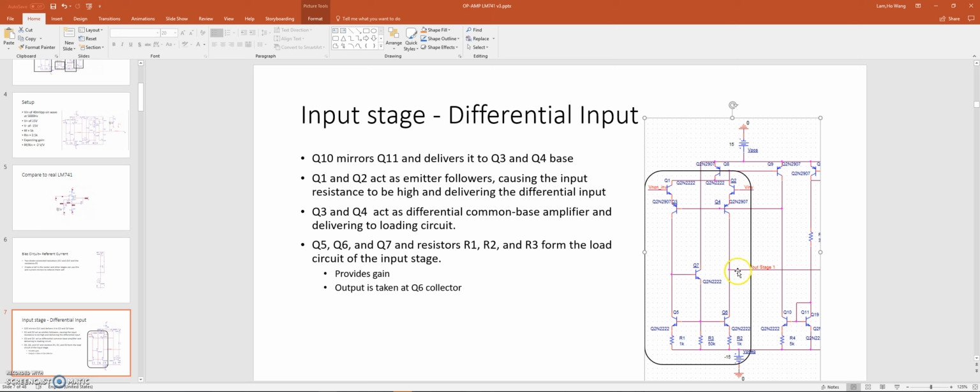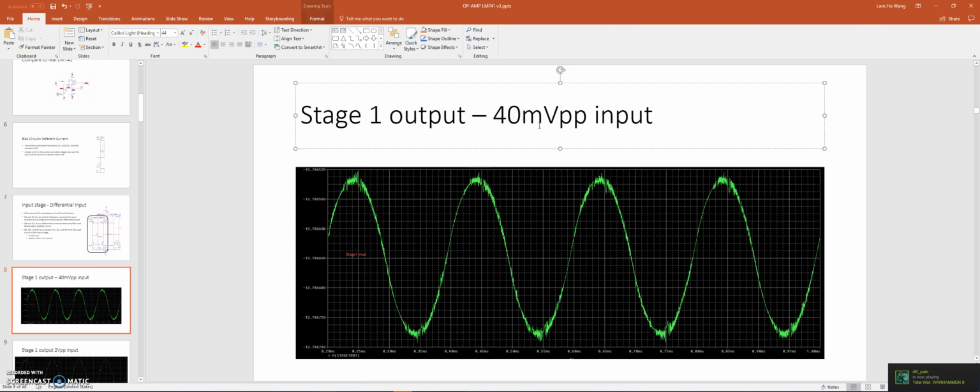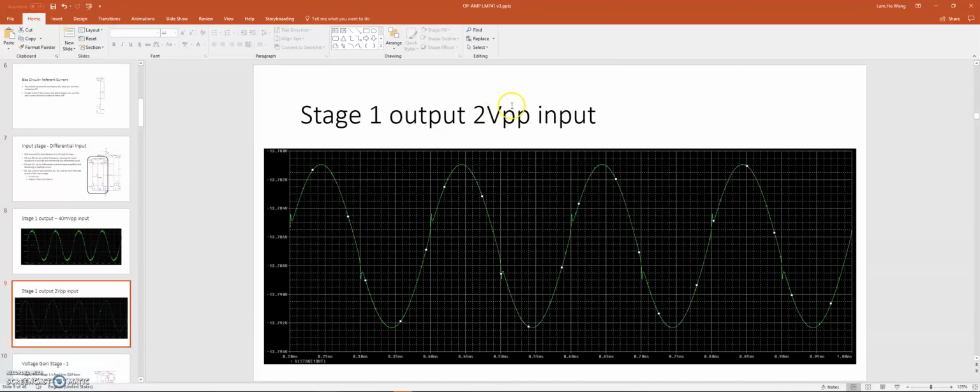So here we look at the input. A 40 millivolt peak-to-peak input is going to give us around a 0.6 gain. It's a bit noisy, so we try again with a 2 volt peak-to-peak input, with a much cleaner output from the first stage.